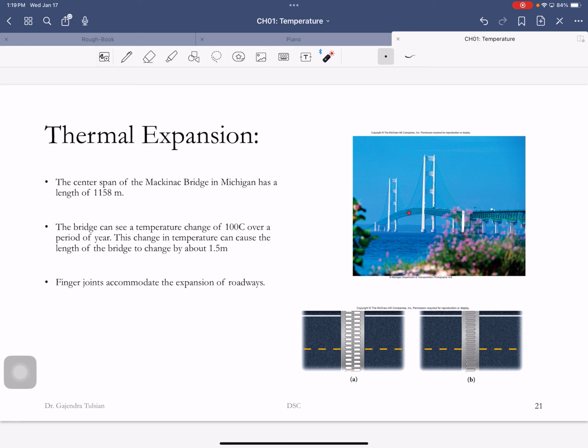So here's a bridge in Michigan. It's about a mile long, and between winter and summer, it expands by 1.5 meters. 1.5 meters is your height. And if there were no expansion gap, this would collapse. It would last only 1 year. So there are these expansion gaps between the spans. This is the state in winter, and this is the state in summer. You've seen this everywhere. The cuts on the sidewalks are expansion gaps.